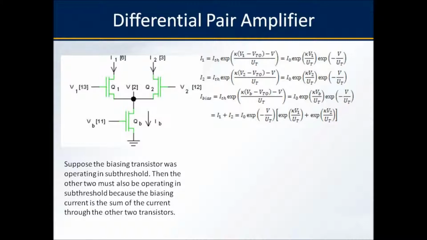Next, we look at a differential pair amplifier, which has the configuration as shown. I1 and I2 flow through the left and right upper transistors, respectively, and combine to form I bias at the bottom transistor. So if the bottom transistor is working in subthreshold, then it must be the case that the others are as well. The goal now will be to derive the currents through each leg as a function of the difference between the applied voltages V1 and V2 as shown.